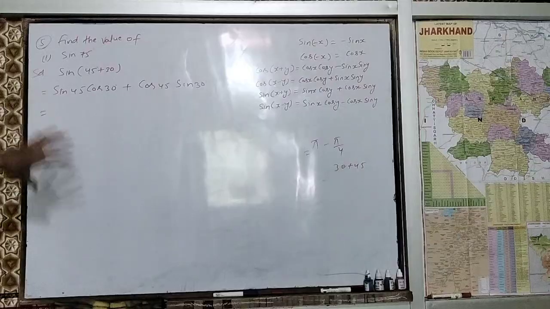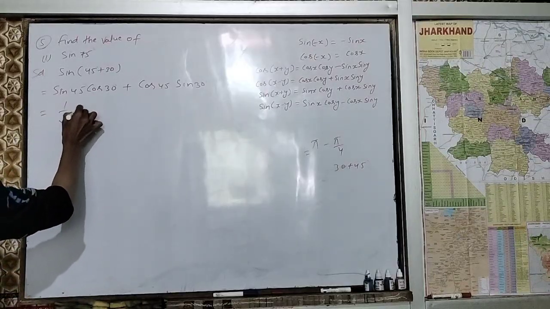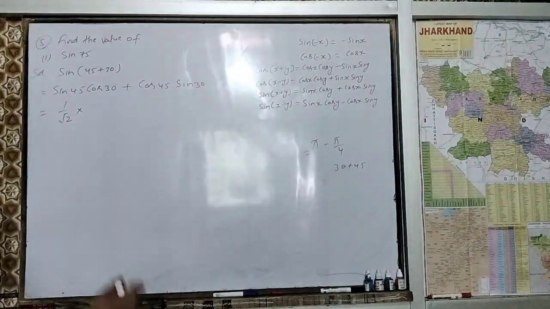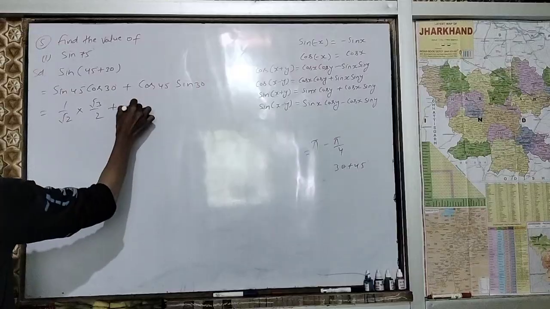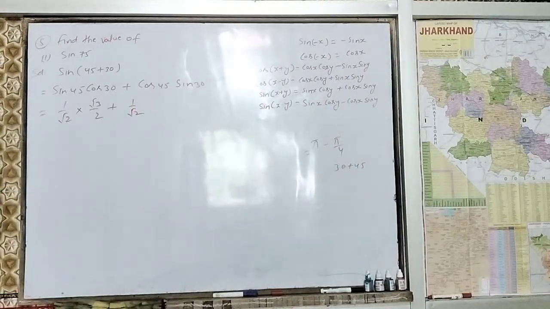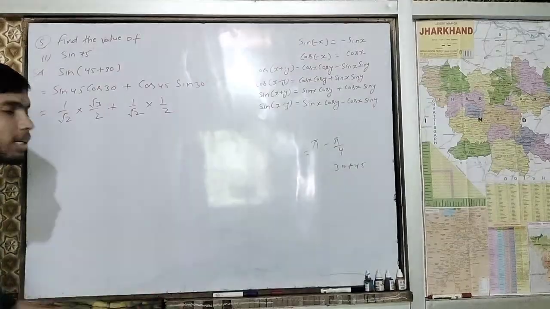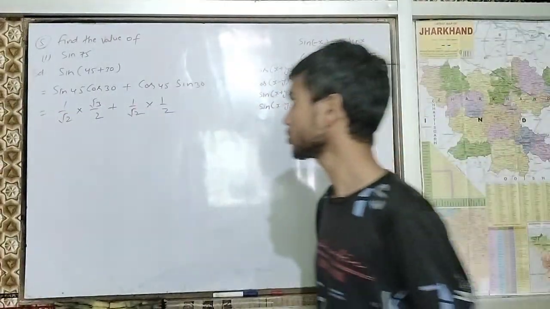So sine 45 is nothing but just 1 upon root 2. Then cos 30 is nothing but root 3 upon 2. It is 1 upon root 2 times root 3 upon 2, and sine 30 is nothing but 1 upon 2. And here our work is to simplify this. That's it.